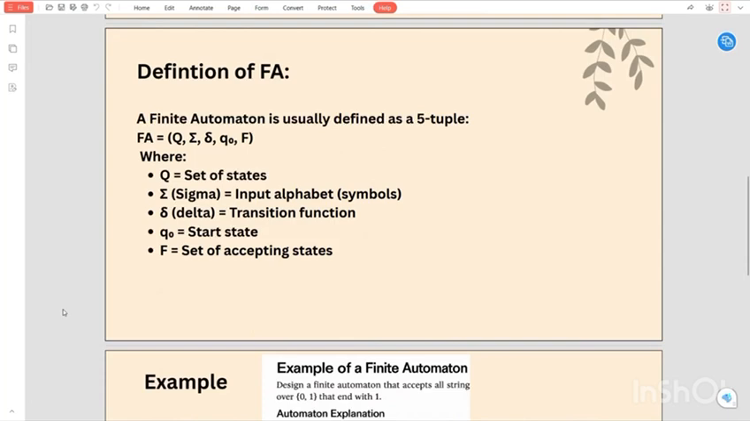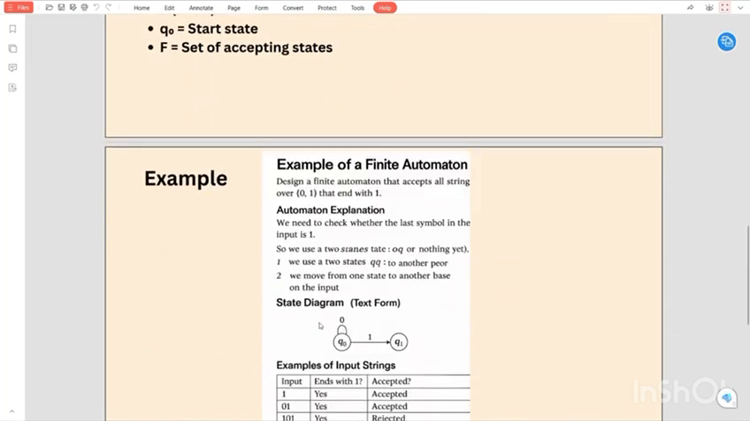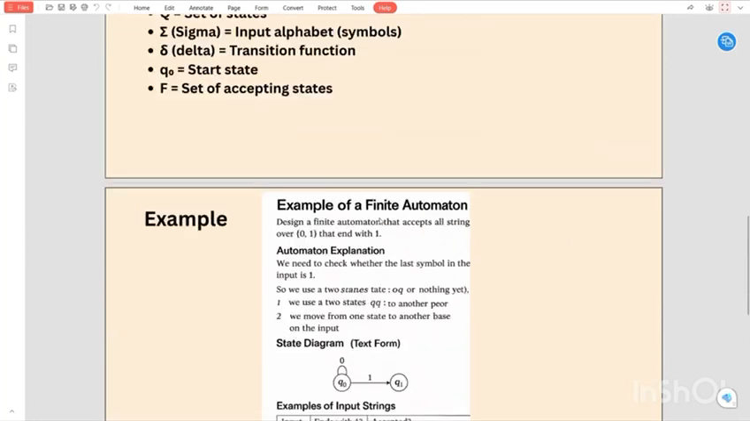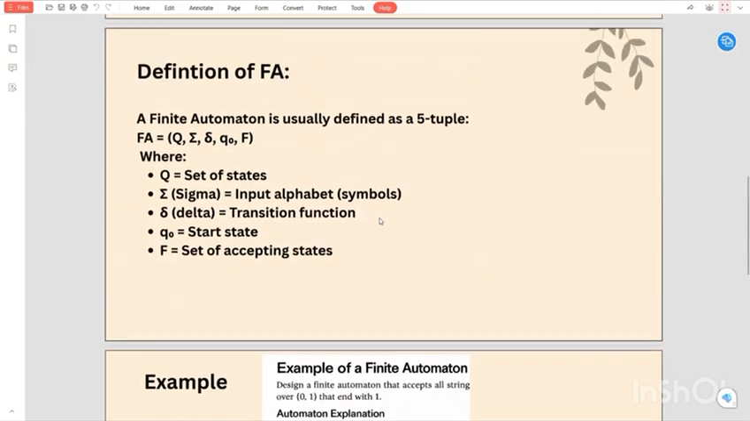Set of states are what we use for defining or designing a finite automata. Q means set of states: Q naught, Q1, Q2. These are states we use to define or design a finite automata. Sigma means input symbols. Here in this example, 0 and 1 are the input symbols. So we define this in sigma.